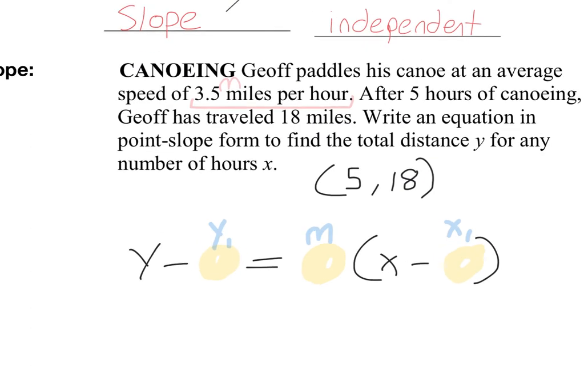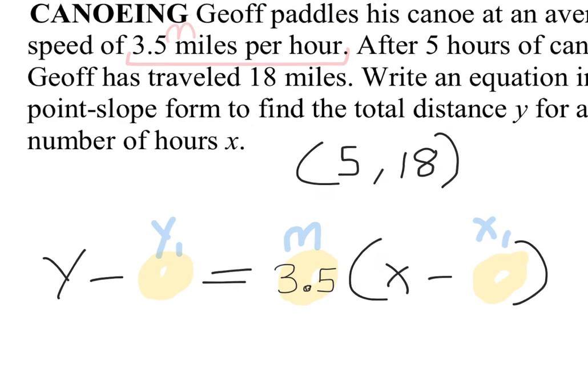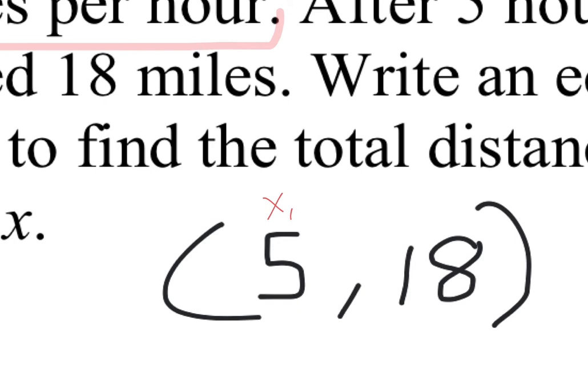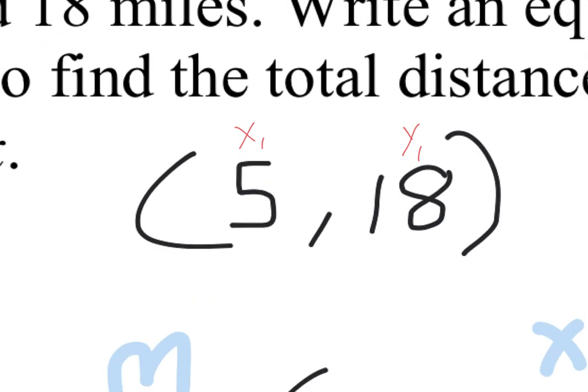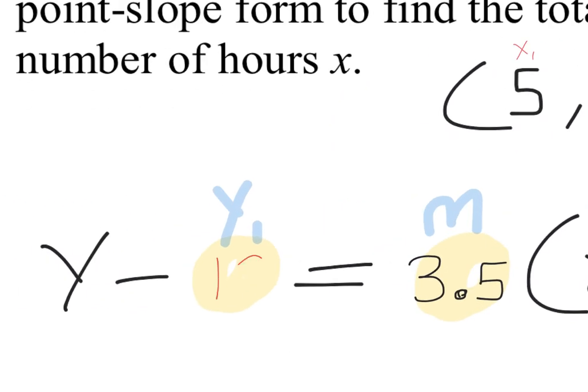Our slope from the problem, we identified it as 3.5. They gave us a coordinate point, x1, y1. My x1 is a 5. My y1 is an 18.